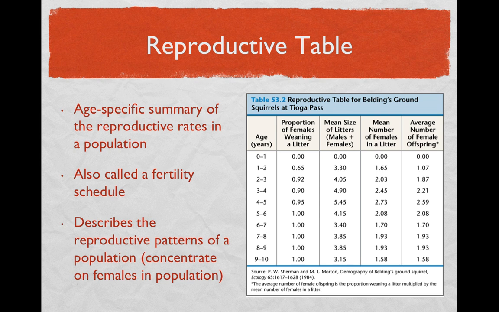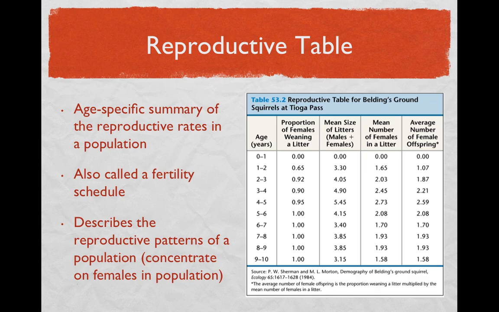Taking a look a little bit more at these reproductive tables. If you ever come across a table that talks about being a fertility schedule, it's a similar idea. But here, rather than following all the organisms in a cohort, we're specifically focused on the females. Why? Well, it's going to be up to the number of females in a particular population to really determine what the population growth is going to look like.